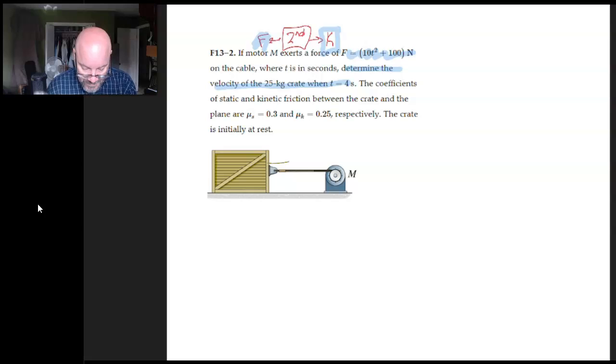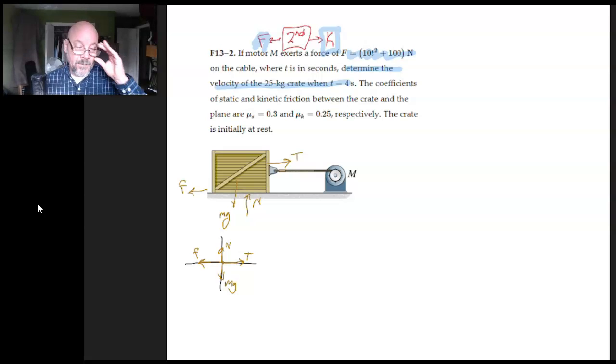We know we've got the tension here and that's given to us. There's some friction pulling back here. And of course, there's a normal force and some weight. Okay, let's put all these on a free body diagram. Super straightforward. Tension, normal, weight, friction. Now on a test I'm going to want to see that.